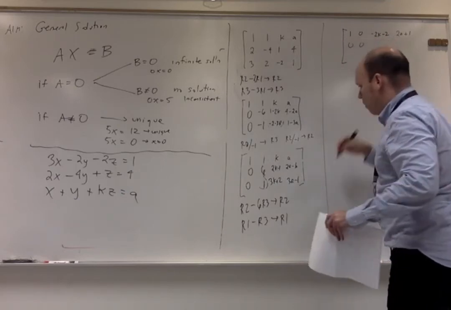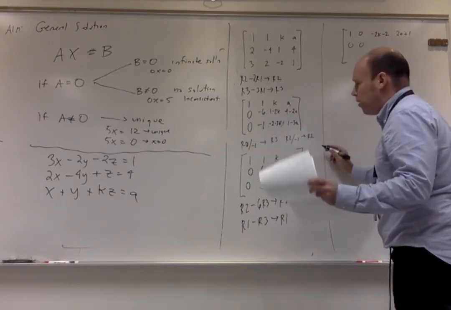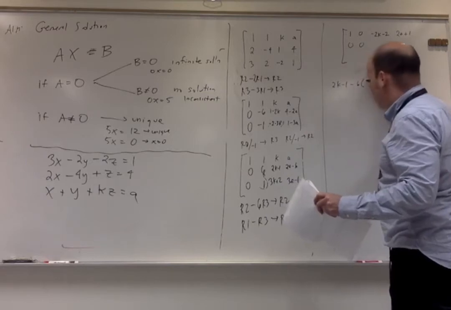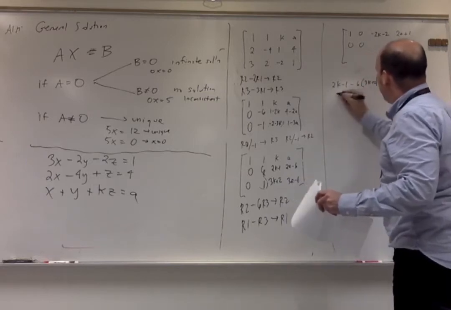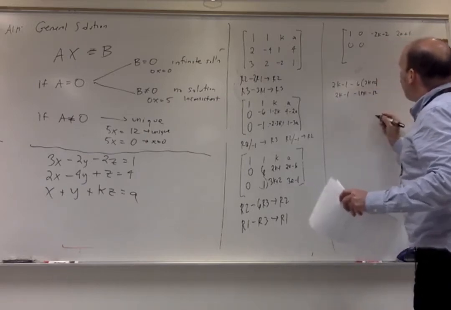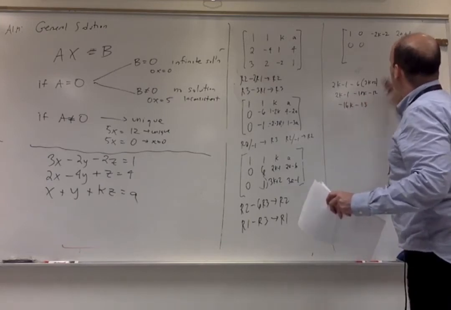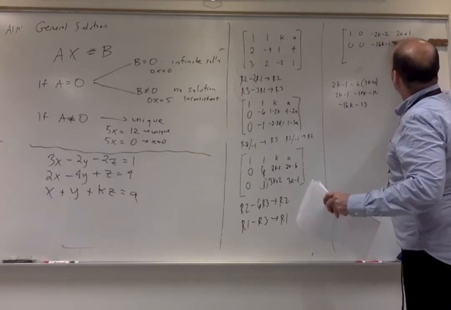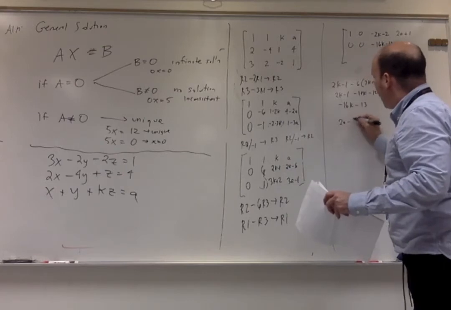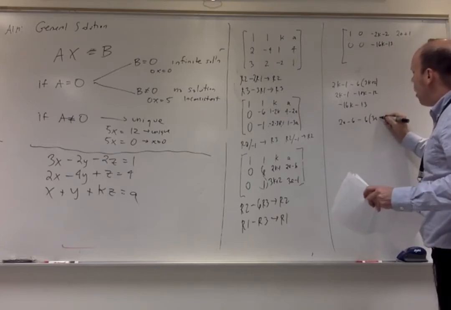I'm doing this on the side, because I need to do it on the side, and you can erase it, whatever. 2k minus 1 minus 6 times 3k plus 2 is 2k minus 1 minus 18k minus 12, which is negative 16k minus 13. And what's going on over here? 2a minus 6 minus 6 times 3a minus 1.